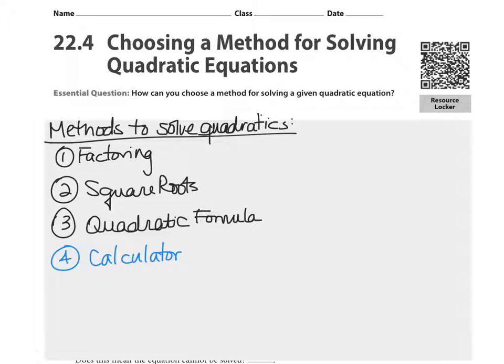All right, so in this lesson, we're going to do two things. We're going to talk about choosing the best method to solve quadratics, and I'm going to show you a fourth way that we haven't talked about yet. And then we're also going to talk about word problems and how to write quadratics and model them. It's a pretty easy format.